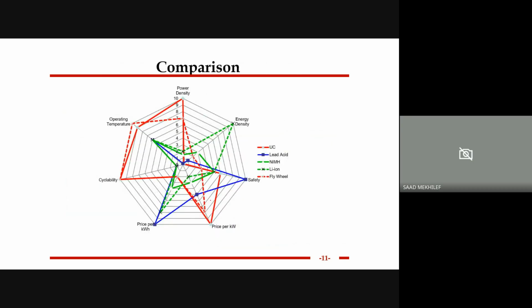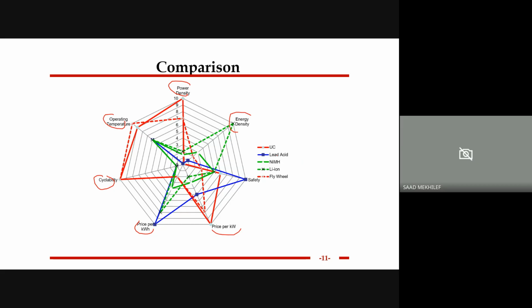And this is the comparison. This is a spiderweb comparison of different storage systems, and how we select them. You can see we have 7 parameters, mainly energy density, power density, operating temperature, cycle, price, price per kilowatt hour, and price per kilowatt.